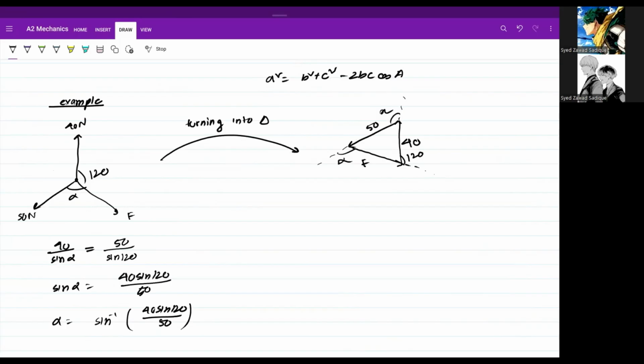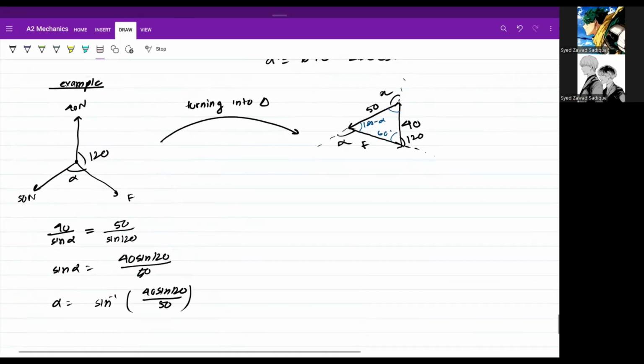We can also apply the cosine rule if you find out these angles. Since you already know the sides, it's not very difficult to find the angles, because you can just subtract 180 minus alpha, and this is like 60 degrees. And that's Lami's rule.